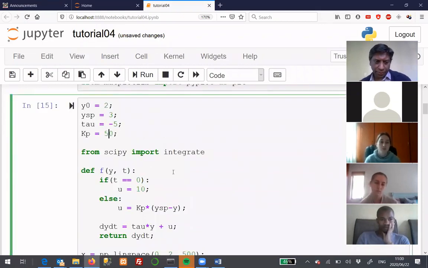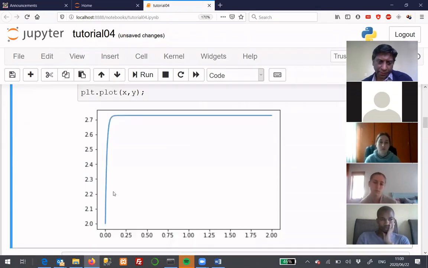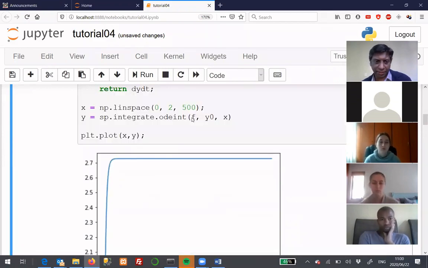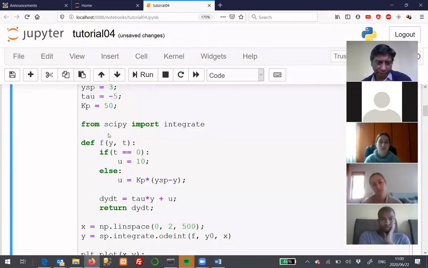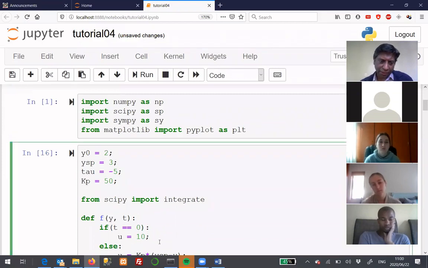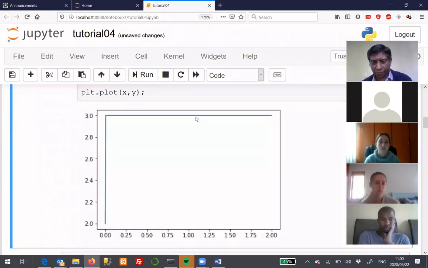Let's try 50. So it goes up, but it doesn't go up to a perfect 3 either. We reach some other steady state. And then as we go to arbitrarily large values of Kp, let's use even 50,000, then you see we get to a value of 3.